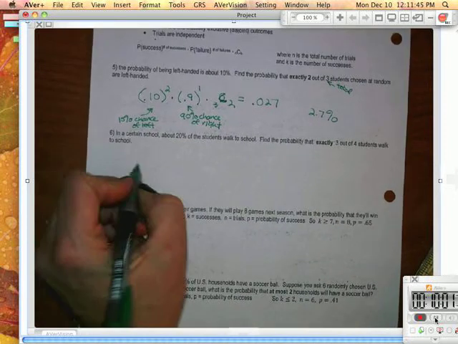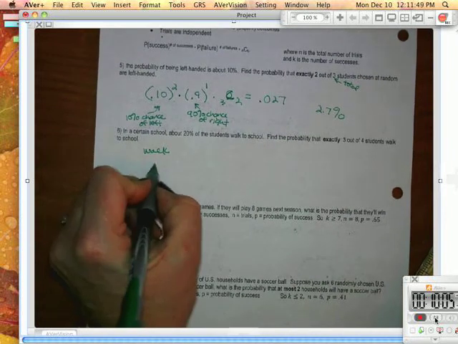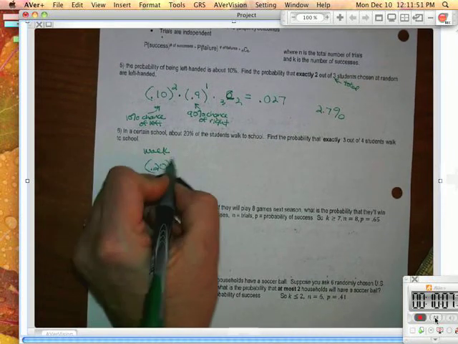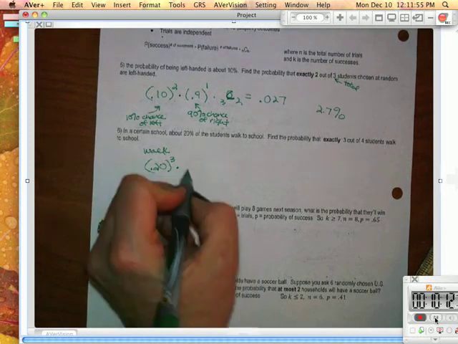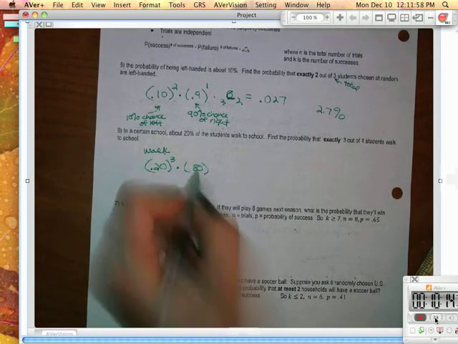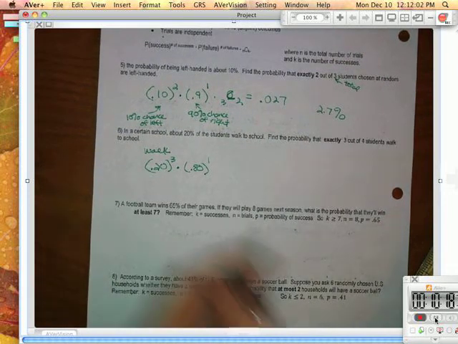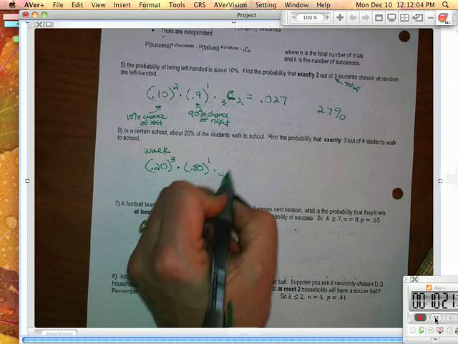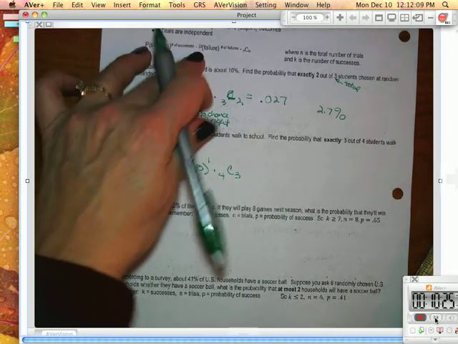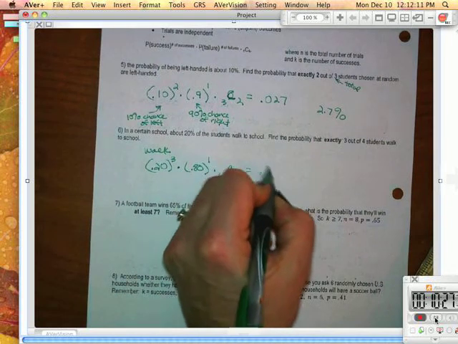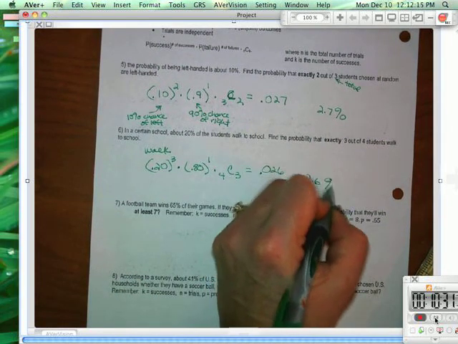So again, my successes are going to be the walking students. There's a 20% chance that they walk, and I have to choose 3 of them. And then the non-walking students, 80% of them don't walk, and I only want 1 of them to fall into that category. Then I've got to multiply it by 4 total, choose 3. Again, I'm just taking this purely from this equation. And that equals 0.026, which again is only a 2.6% chance, not very many.